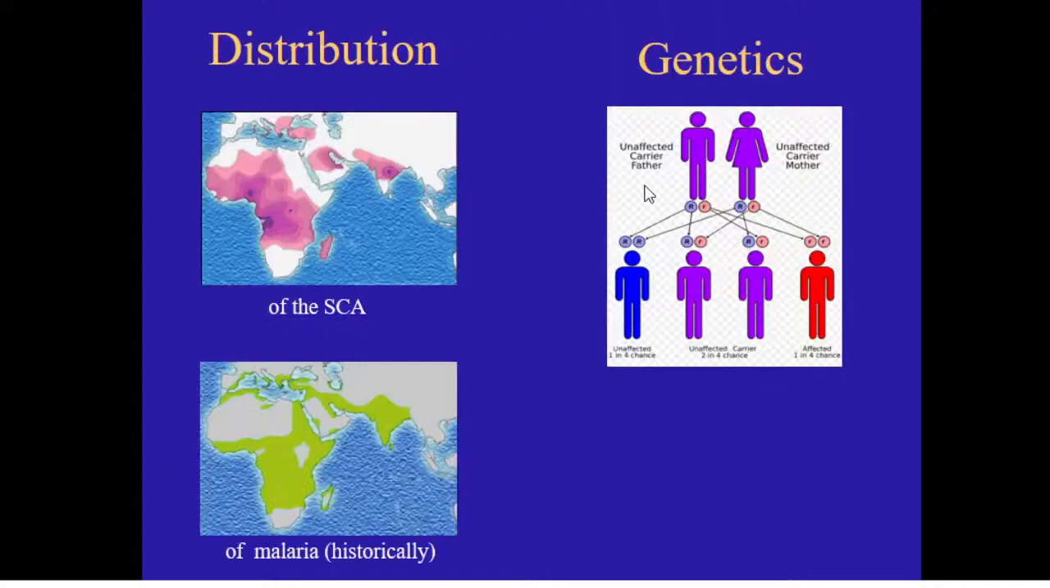Look at the genetics. It's a recessive gene, so if both parents are heterozygotes, in 25% of cases they can have a son or daughter with this disease. And the distribution of sickle cell anemia is very similar to the historical distribution of malaria. And this explains why this mutation is kept in the population, in the Mediterranean population and some African areas.